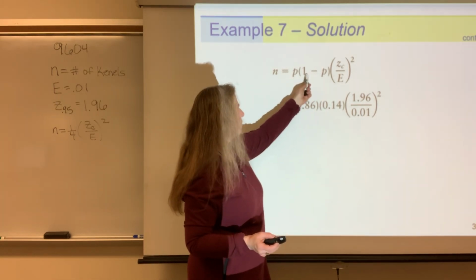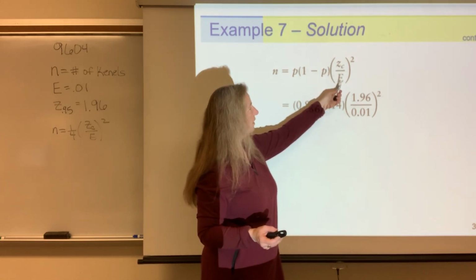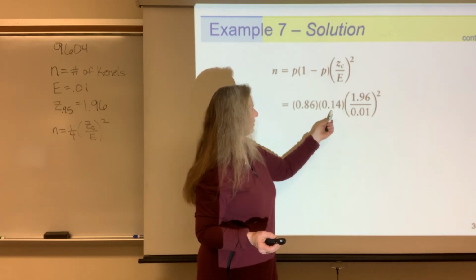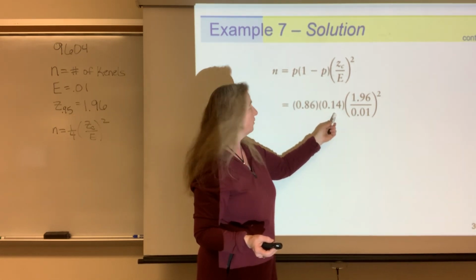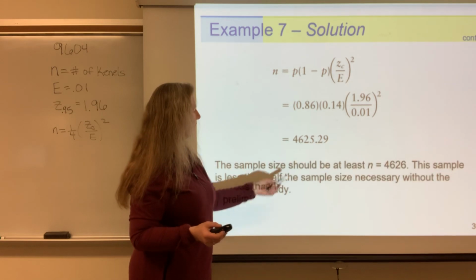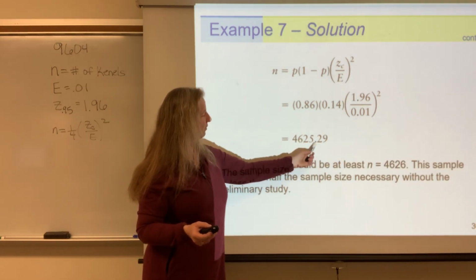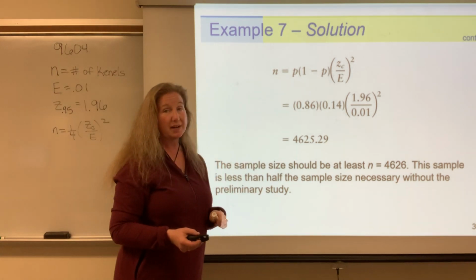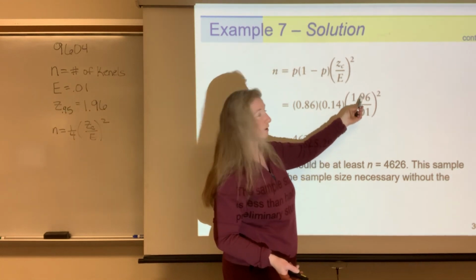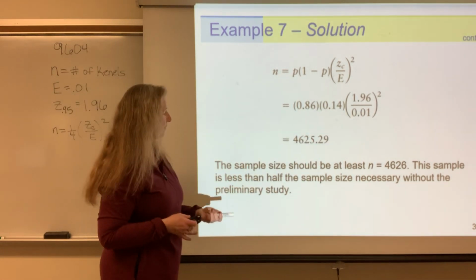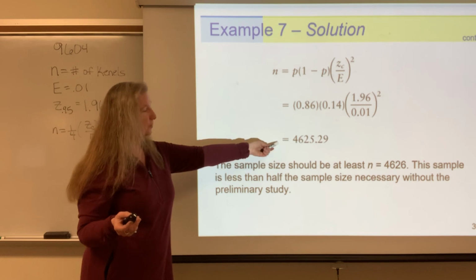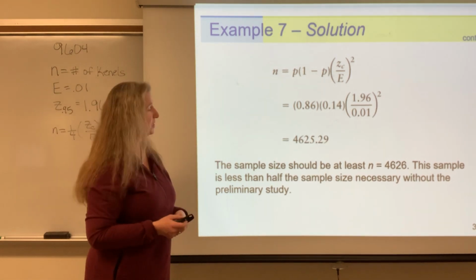So p times 1 minus p, times z sub c over the error, squared. So 0.86, and 1 minus p is 0.14. The rest is the same as that other formula. What we find is that it's 4,625.29. Again, we always round up, because if I didn't round up, I would either have a bigger error than 0.01, or not be as confident. One or the other has got to give. So we want to make sure we have this many if I have some preliminary information.